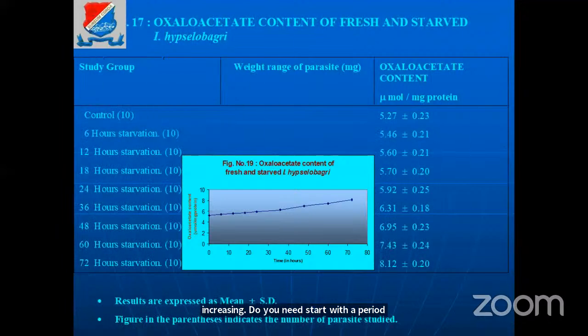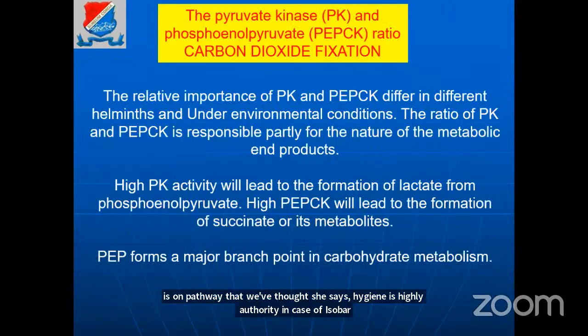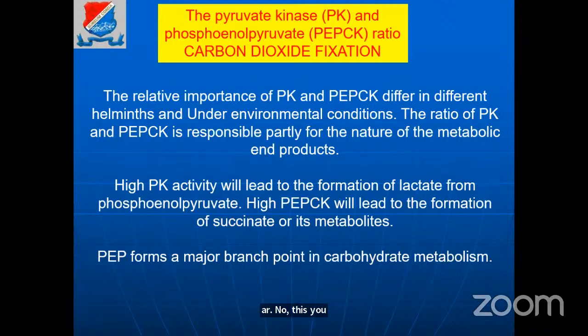Oxaloacetate content is also increasing during the starvation period. All the end products are increasing, it is very clear here. Malate is also increasing in huge amounts during the starvation period. That means from PEP through PEPCK, the CO2 fixation pathway, the reverse TCA cycle, is highly operative through entry of oxalic acid to succinate. Now, the PK and PEPCK ratio determines the carbon dioxide fixation.